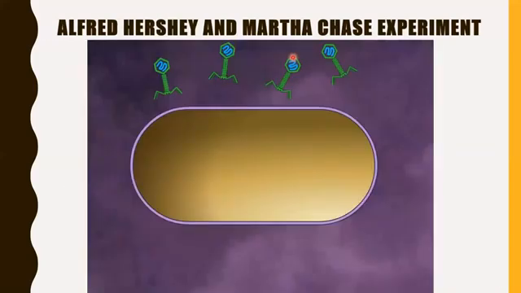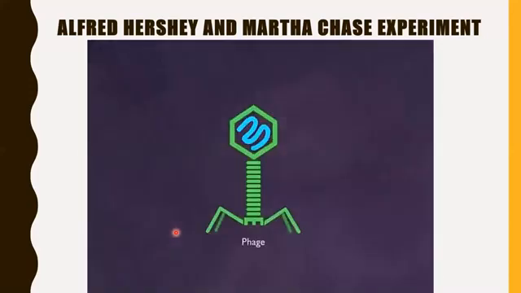Here one animation is given. So this explains Alfred Hershey and Martha Chase experiment. Just watch it. In the Hershey-Chase experiment, bacterial viruses called phage were used to demonstrate that DNA is the genetic material. The phage used in this experiment consisted of a DNA molecule surrounded by a protein coat.